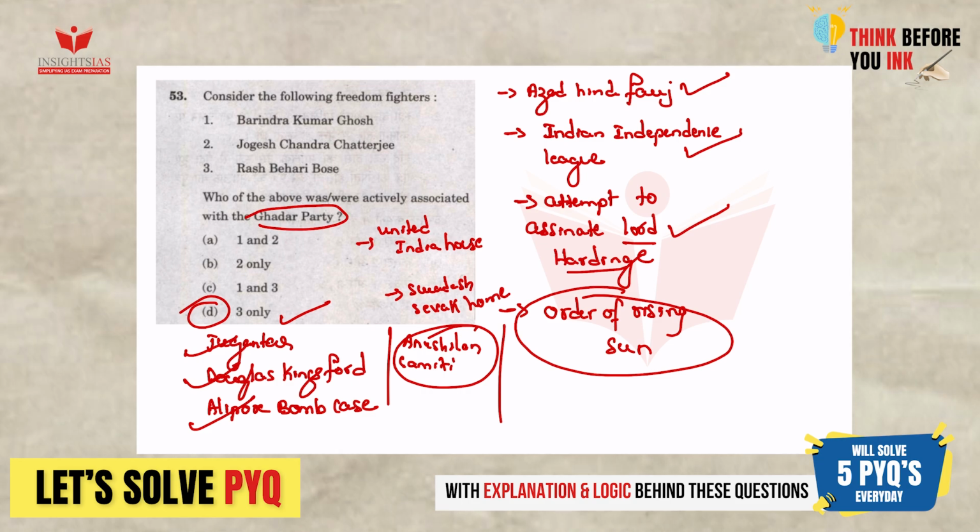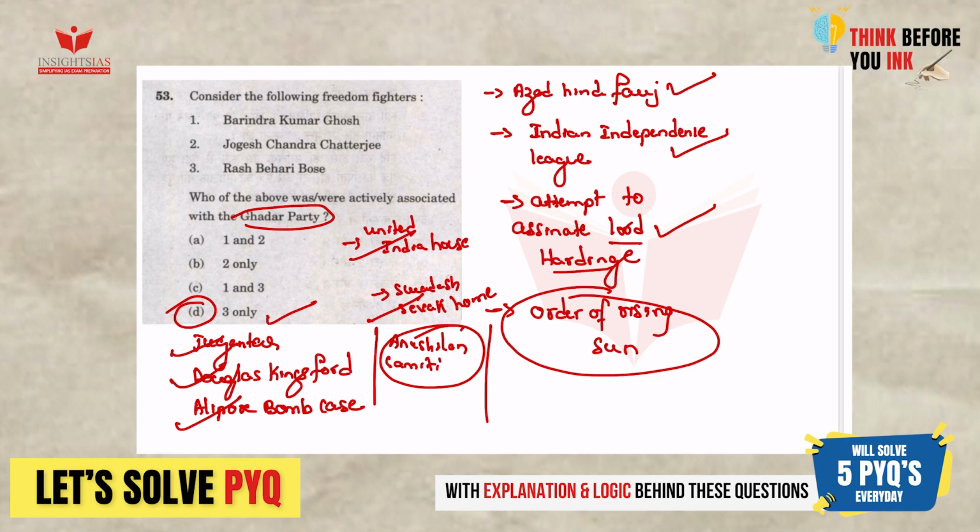The Gadhar party, as you know, had its activities largely in Canada. They also established United India House and Swadesh Sevak Home in Vancouver. The Gadhar party used revolutionary nationalism to promote their idea. It largely comprised the peasants and the ex-soldiers from the Punjab region. So these are the points you need to remember in this question. Please remember the answer is D, that is 3 only.